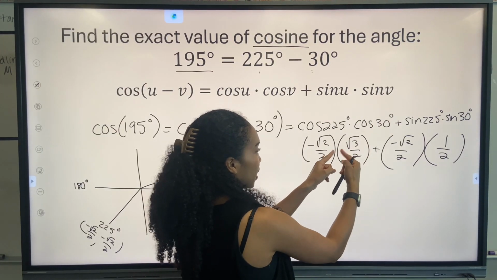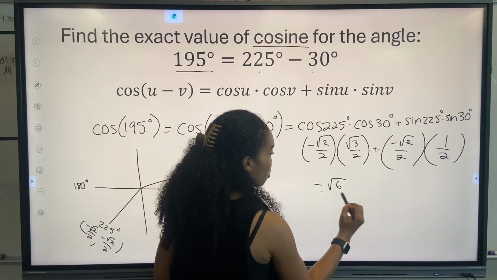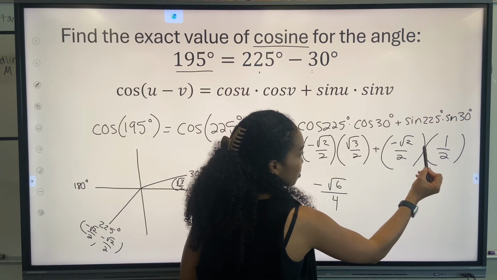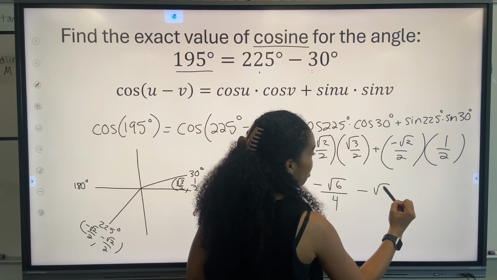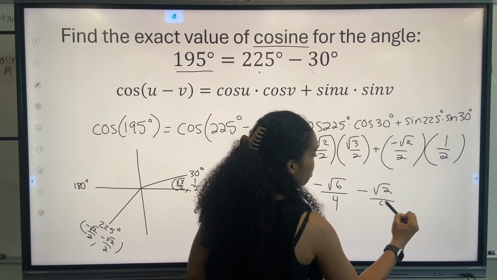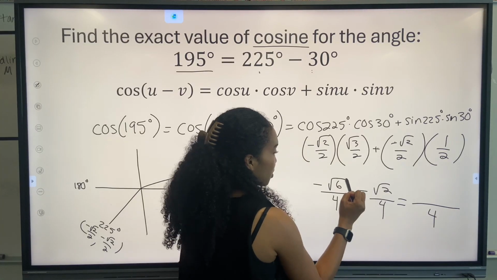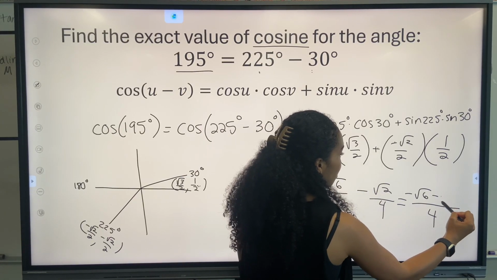Now just multiply. So this will be negative square root of 6 over 4. Plus and a minus is still negative. So this will be negative square root of 2 over 2 times 2, which is 4. And you can combine this. So you get negative square root of 6 minus square root of 2, all over 4.